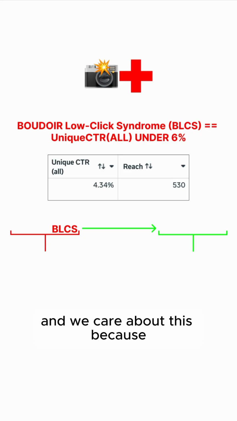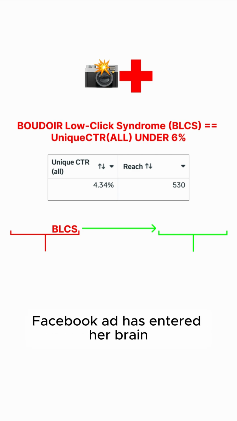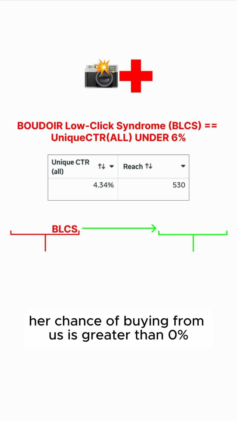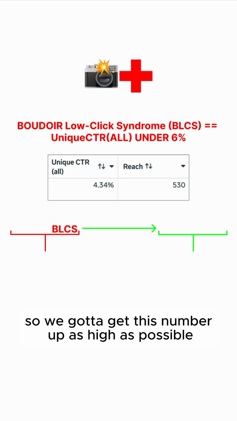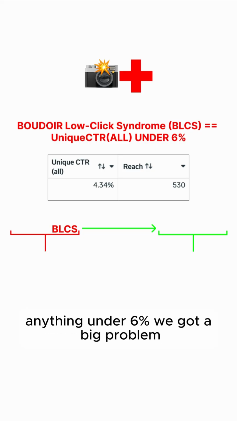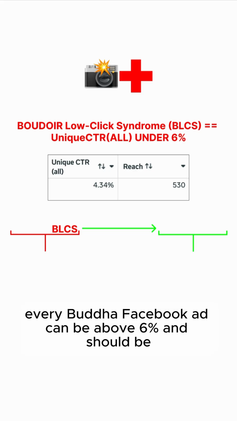And we care about this because if a woman's clicking on our Boudoir Facebook ad, that means our ad has entered her brain. And that is the only way our chance of buying from us is greater than 0%. So we got to get this number up as high as possible, but 6% is the minimum. Anything under 6%, we got a big problem. Every Boudoir Facebook ad can be above 6% and should be.